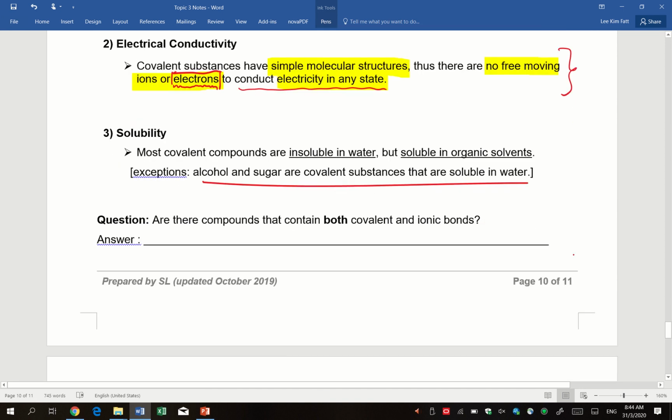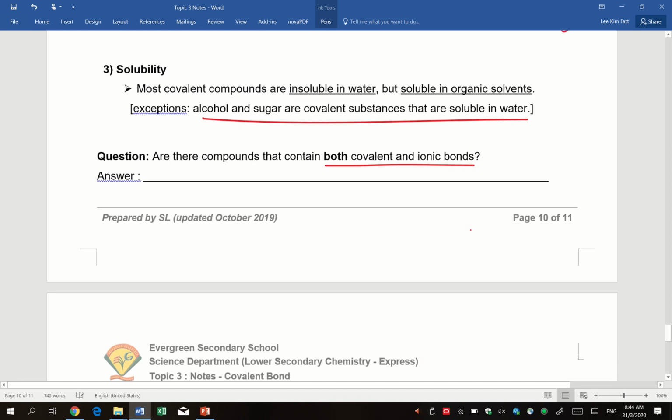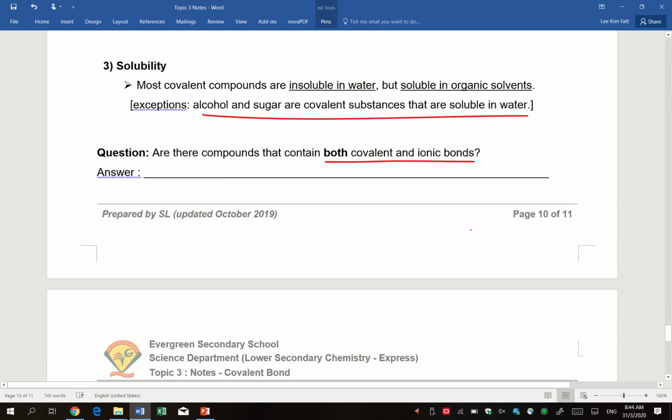Alright, now let's take a look at this question over here. Are there compounds that contain both covalent and ionic bonds? Of course, the answer is yes. There are some special ions, they are called polyatomic ions that you will learn. Within the ions, they actually consist of both covalent bond as well as ionic bond. So this will be something that you'll be learning in the coming chapter.